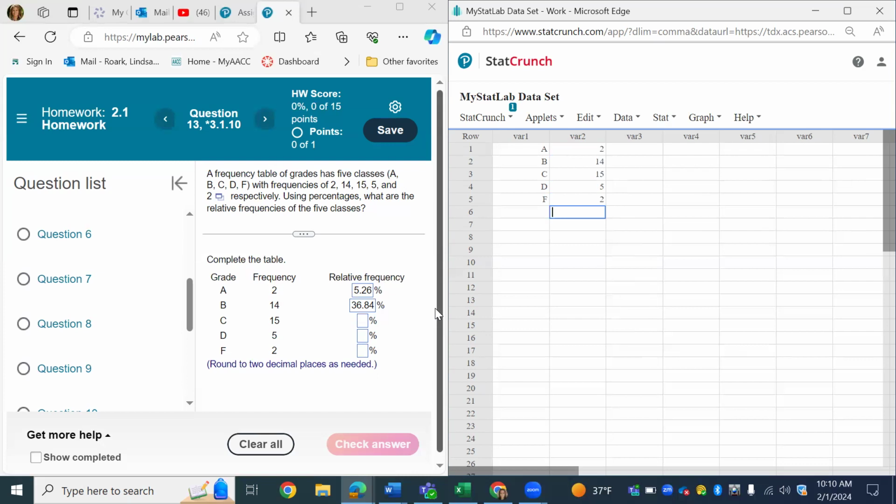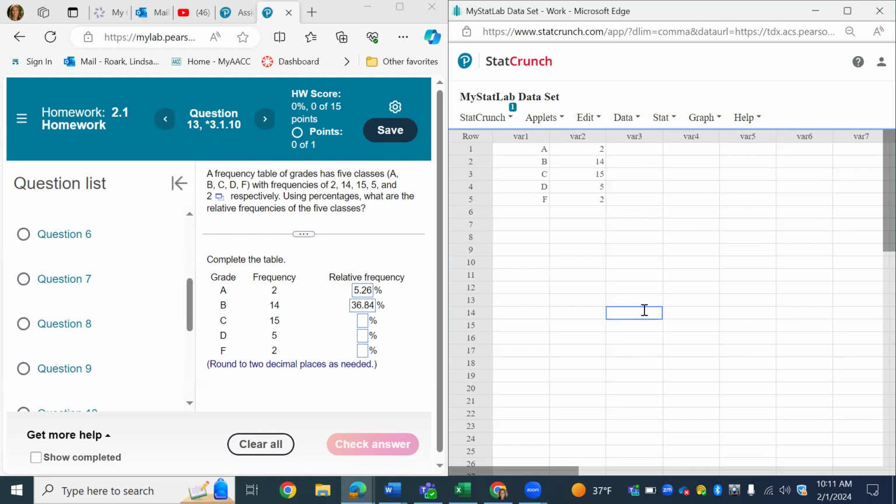Does this make sense? A frequency table usually has the group or the category in one column and then the frequency on the right. But the weird part about this particular problem, and I think it's because it comes from a different textbook, is that whenever it has an asterisk, that means it comes from a different textbook. So sometimes it's a little funky. We just have to think it through.